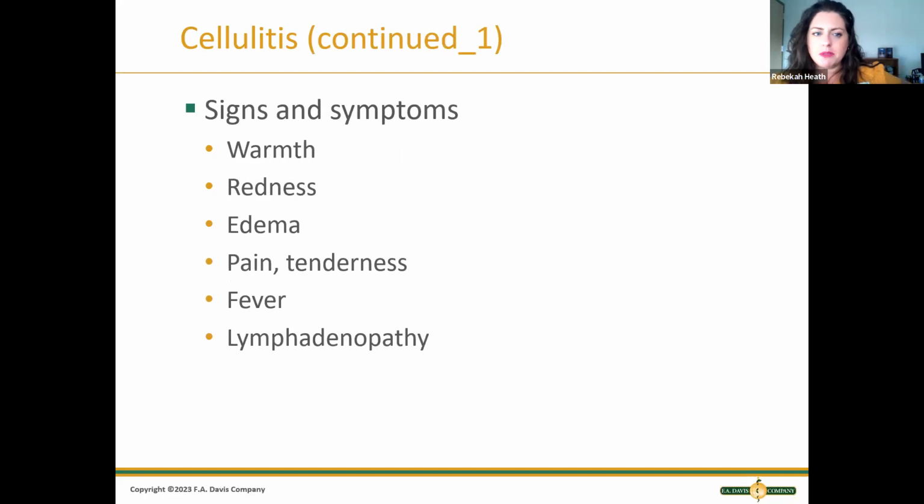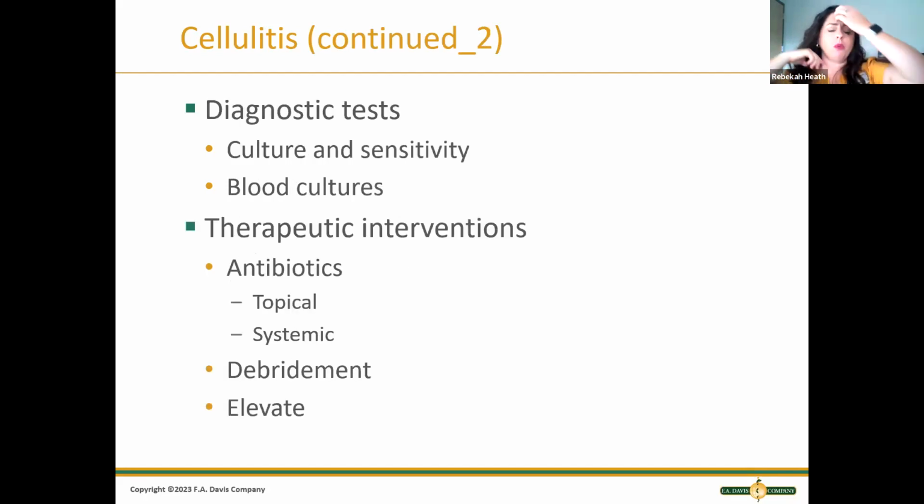So signs and symptoms, there's going to be warmth. It's going to feel warmer than the rest of the body. It's usually red, swollen, painful. A lot of times these patients can have fevers. Their lymph nodes can be enlarged. We're definitely going to get a culture and sensitivity if it's open and draining. We're going to get blood cultures. They're going to be on antibiotics.